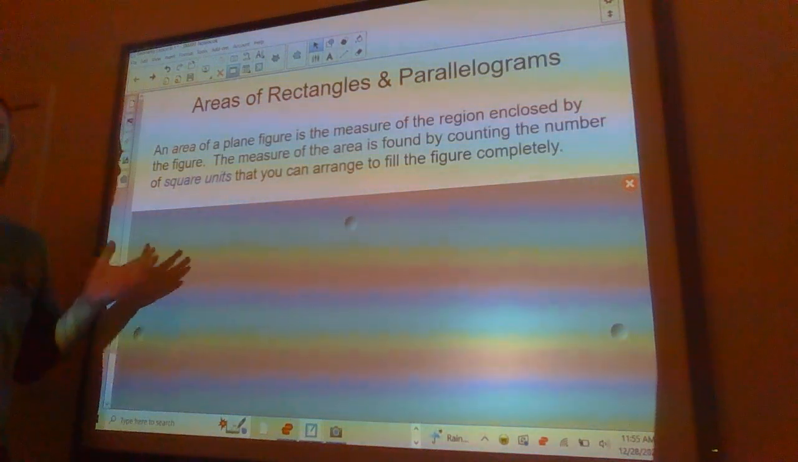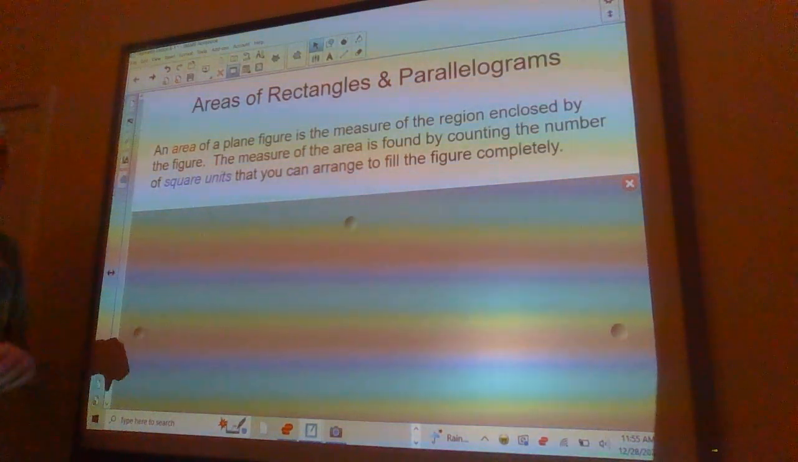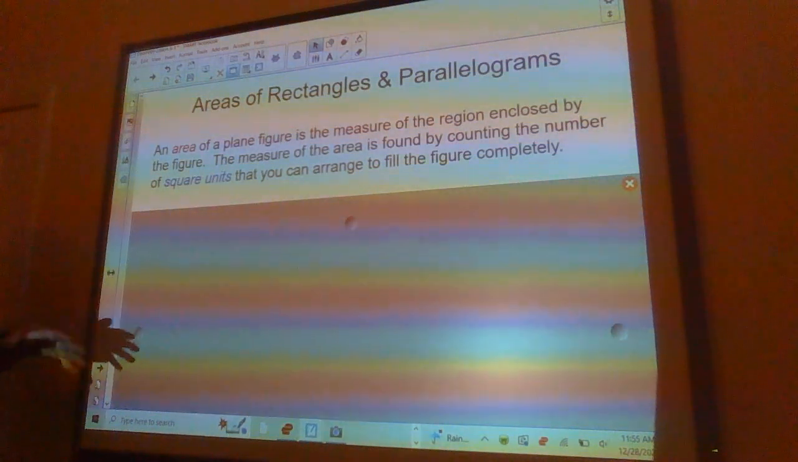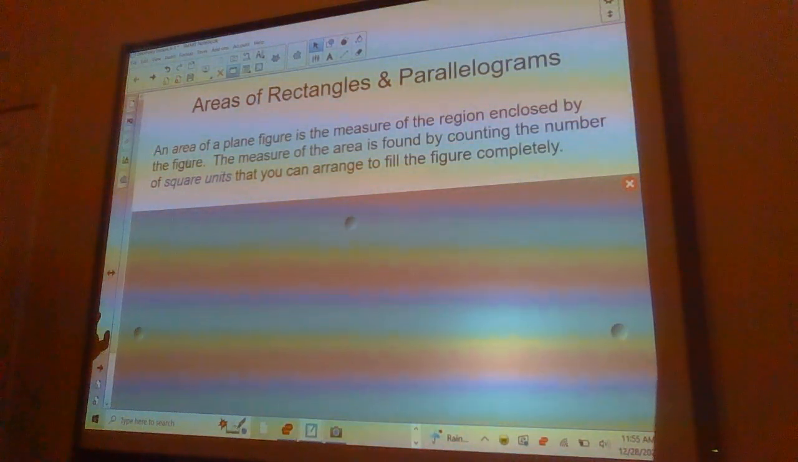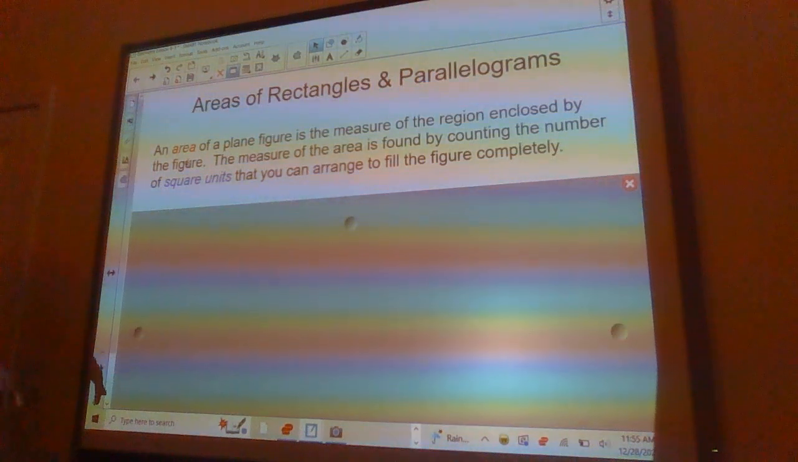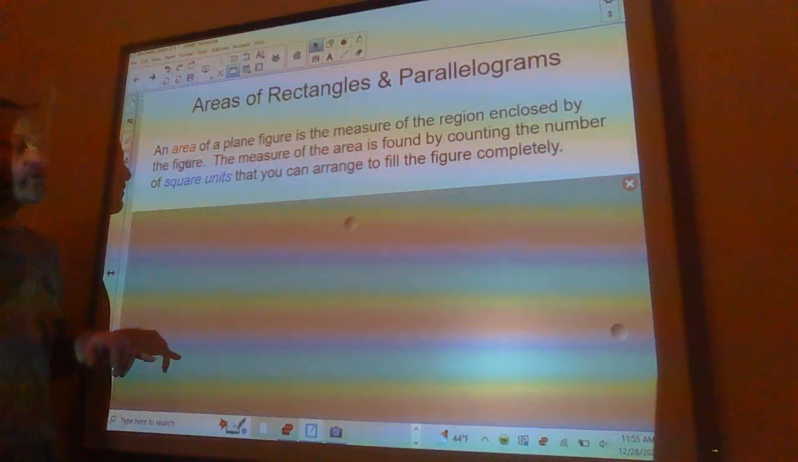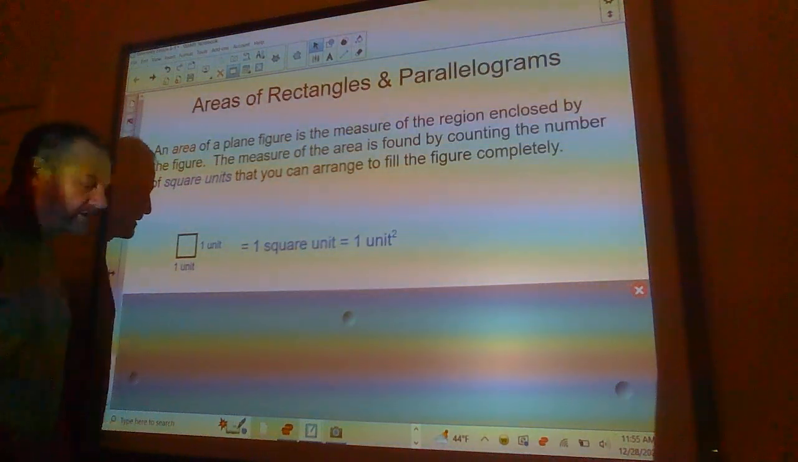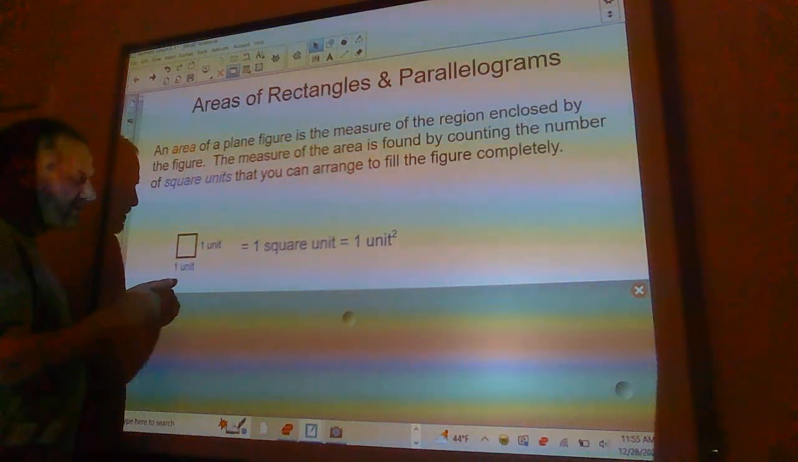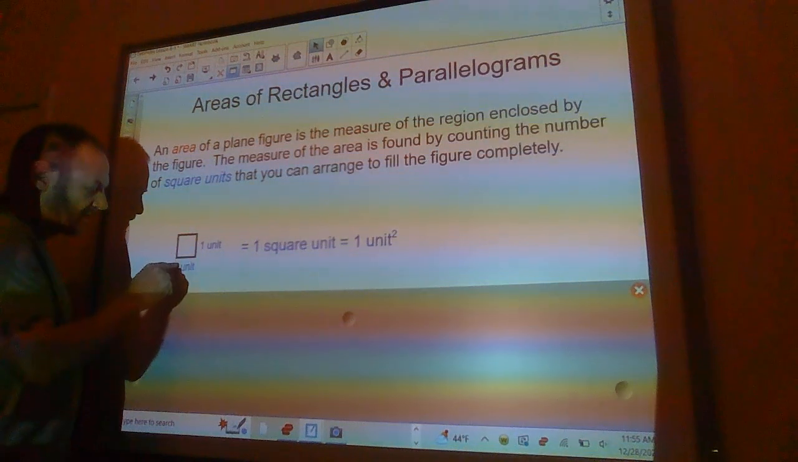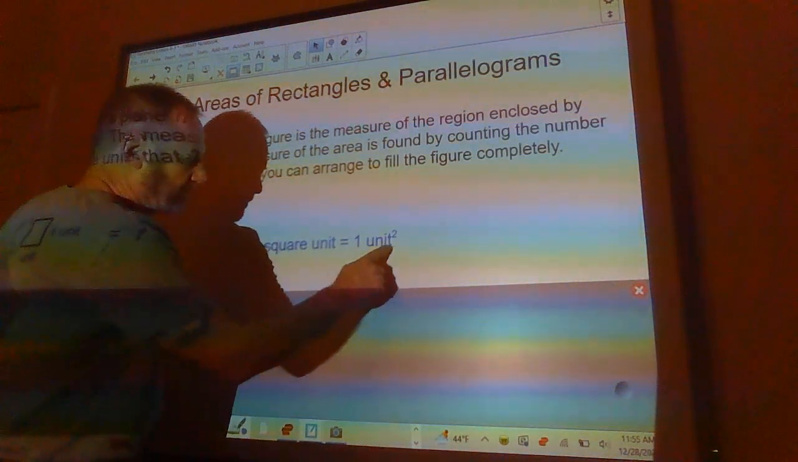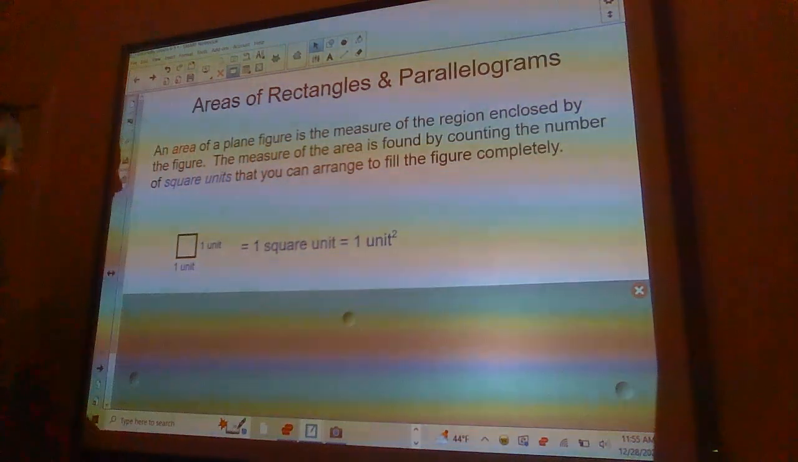So, remember, a plane figure is anything that's flat and two-dimensional. The area is the measure of the region enclosed by that figure. So the measure of the area is found by counting the number of square units that you can arrange to fill the figure completely. So this is a square unit, okay? It's called a square unit because it's actually a square and it's 1 unit by 1 unit, which is written as 1 square unit or abbreviated 1 unit squared.